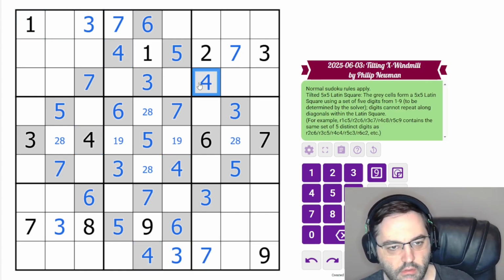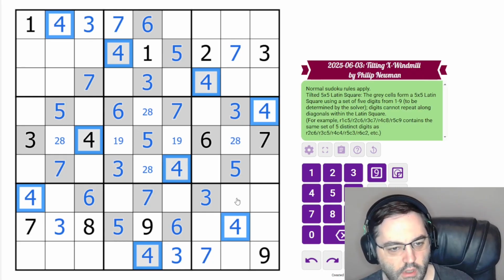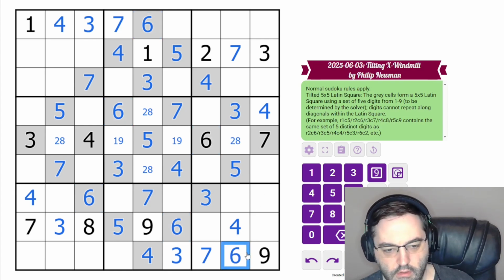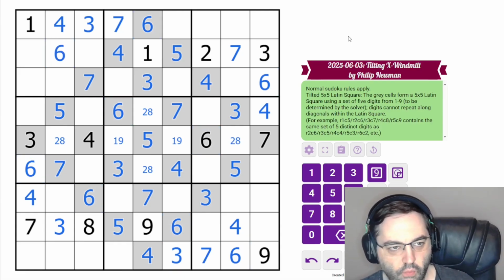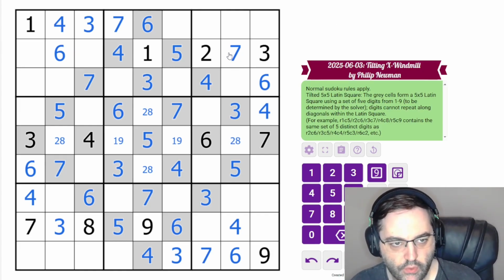4 up here, because of these 4s, must go here, and must go here in the box. Must go here in this box, and finally here. That's all the 4s. And then 6. 6 is going to go here in this box, here in this box, here in this box, and here in this box. And that's all the 6s as well. All right, so we've finished 4 of our digits.